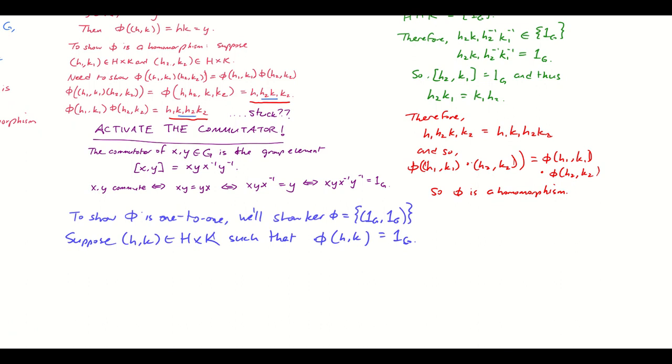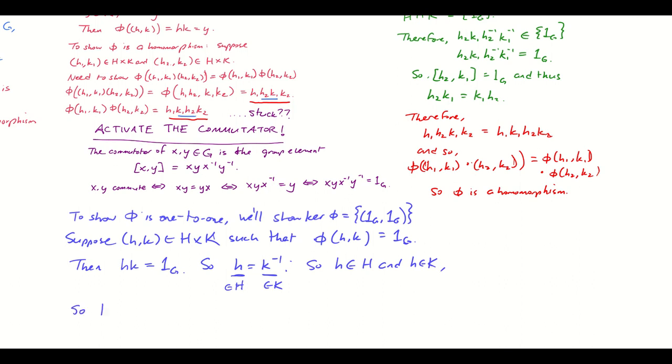All right, well then, that means phi of (h, k) is just hk. Phi of h comma k is hk. So hk is equal to the identity. So h equals k inverse. But now look at this. This is an element of H. This is an element of K. And they're the same. So there's this element which belongs to both H and K. So I'm just going to say h belongs to H and belongs to K because it's k inverse.